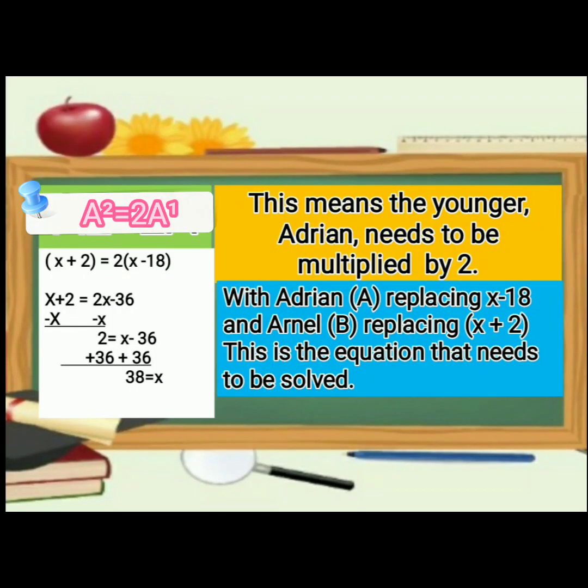So our equation comes from the future statement: A sub 2 equals 2 times A sub 1. Arnold will be twice as old as Adrian. This means the younger Adrian needs to be multiplied by 2. So replace A sub 2 and A sub 1 with the information in the future cells. For Adrian, A sub 1 is replaced with X minus 18, and for Arnold, A sub 2 is replaced with X plus 2. This is the equation to solve.